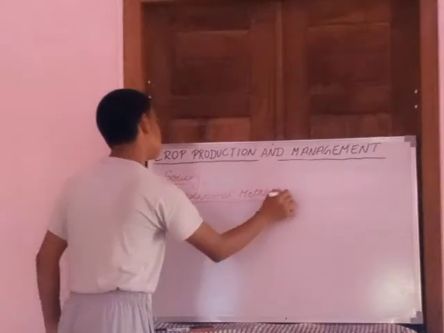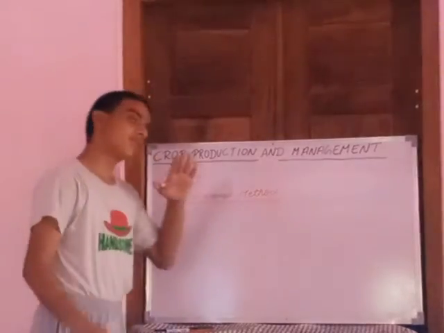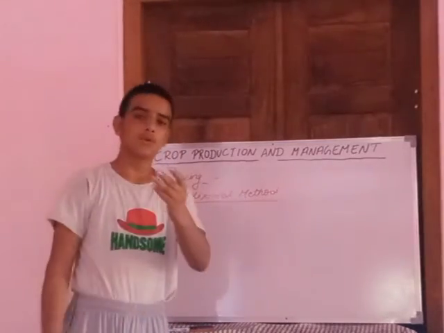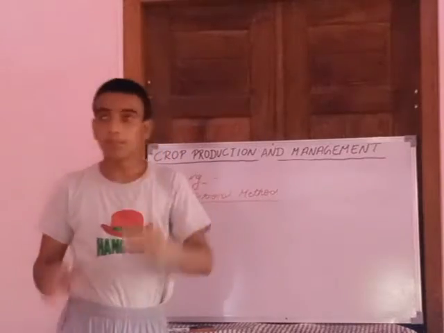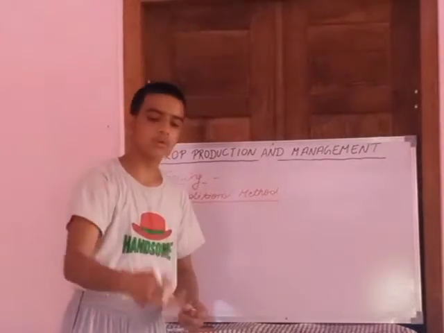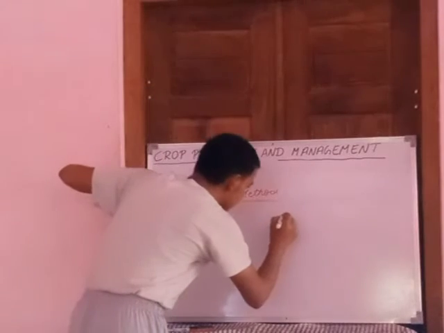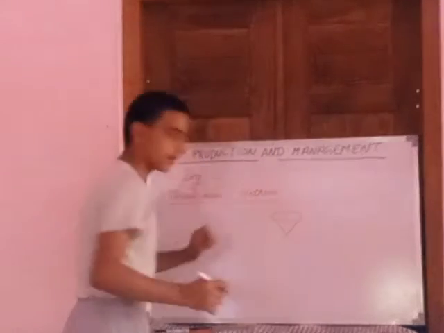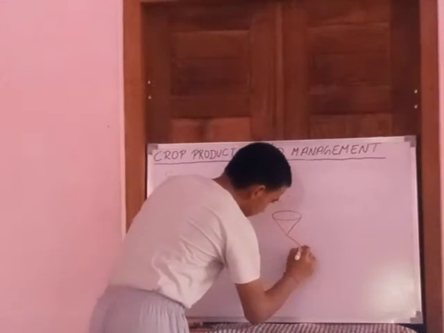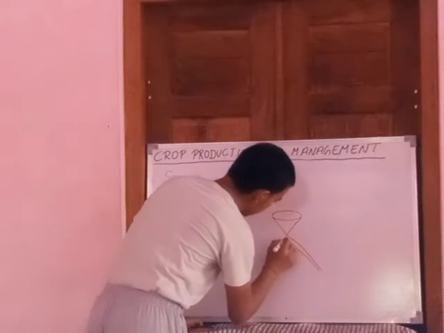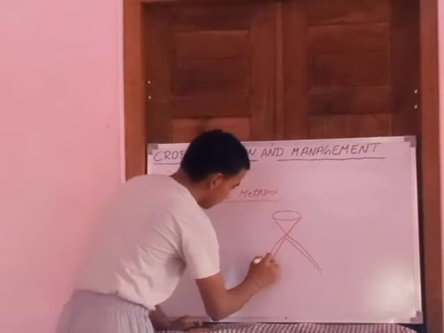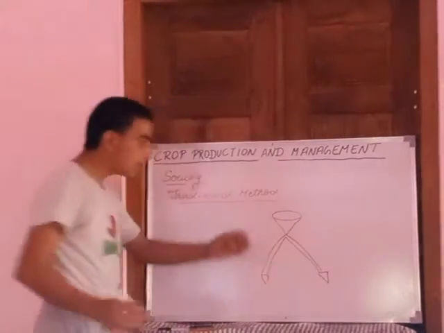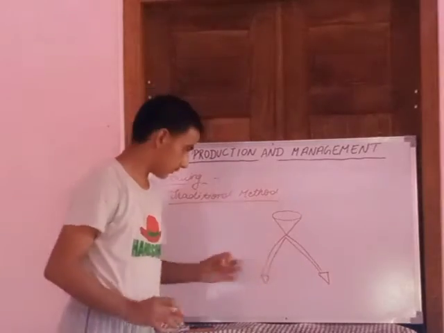The traditional method is a method used traditionally. It has a funnel in which the seeds are filled and they are passed down through pipes, which can be three or four, which have sharp ends which pierce deep into the ground and put the seeds there.